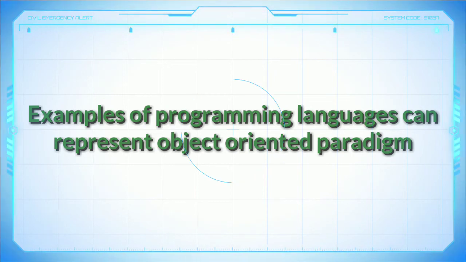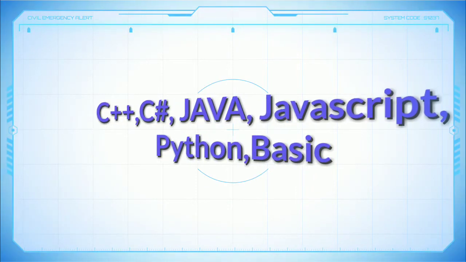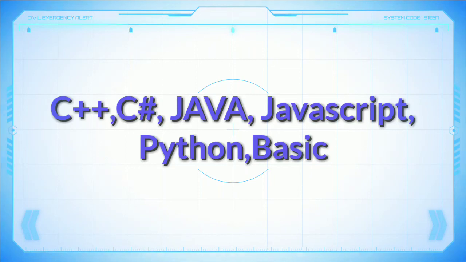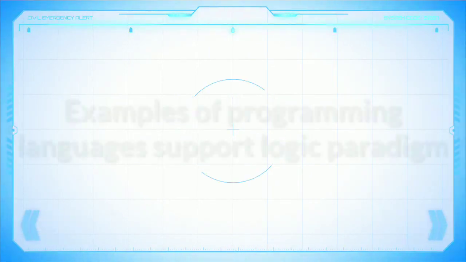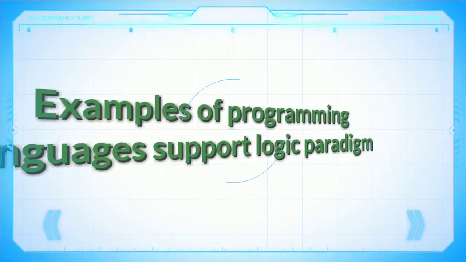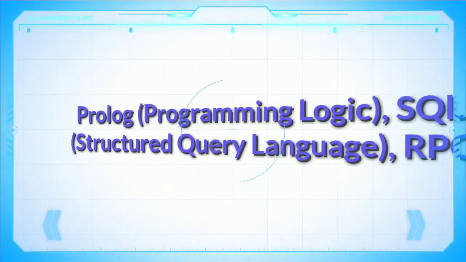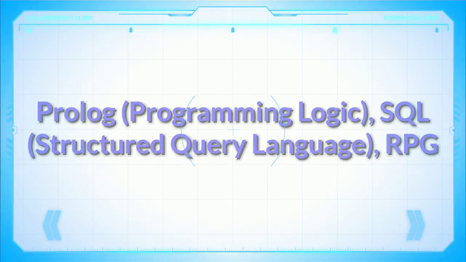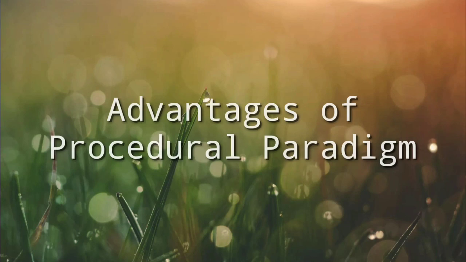Examples of programming languages that can apply the object-oriented paradigm are C++, C#, Java, JavaScript, Python, and BASIC. Examples of programming languages that support the logic paradigm are Prolog, programming in logic, SQL, structured query language, and RPG.